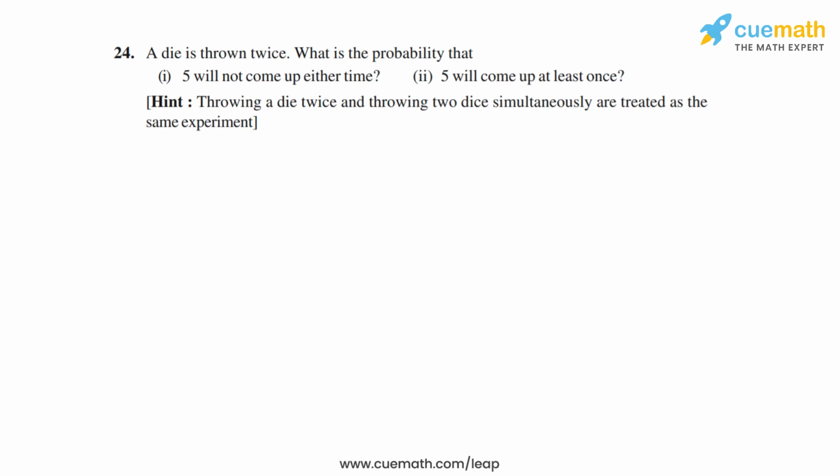24th question. A die is thrown twice. What is the probability that first, 5 will not come up either time, second, 5 will come up at least once? Hint: throwing a die twice and throwing two dice simultaneously are treated as the same experiment. So throwing a die two times or throwing two dice at one time, they are treated as the same experiment.